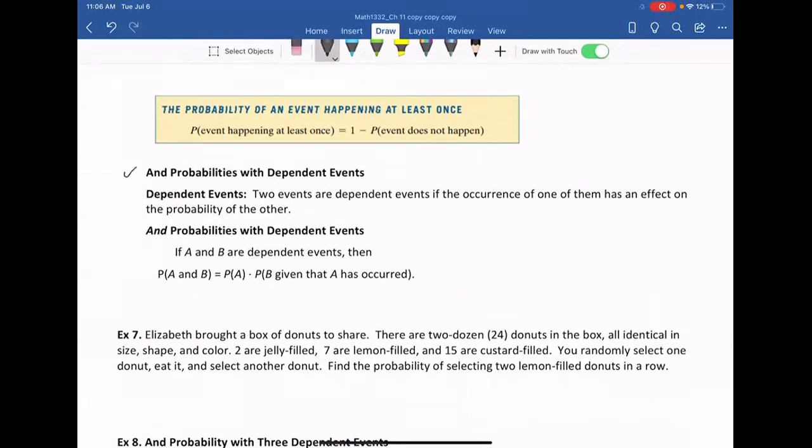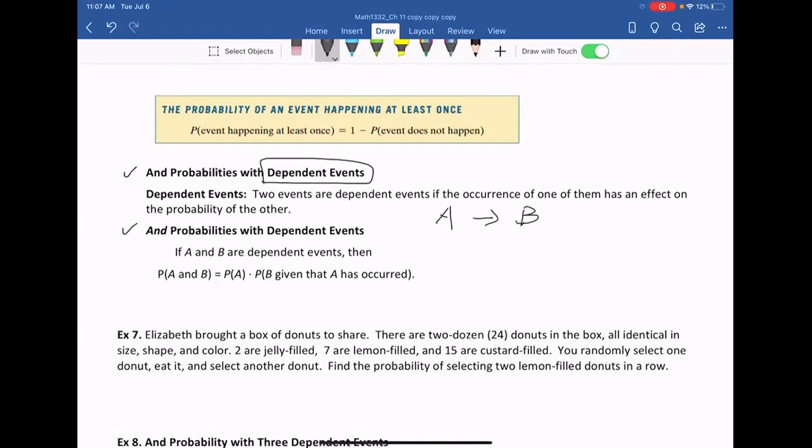Probability with independent events. With dependent events. What's a dependent event? Two events are dependent events if occurrence of one of them has an effect on the probability of the other. So the event A happening will affect event B's occurrence.